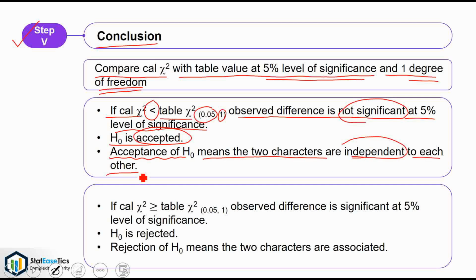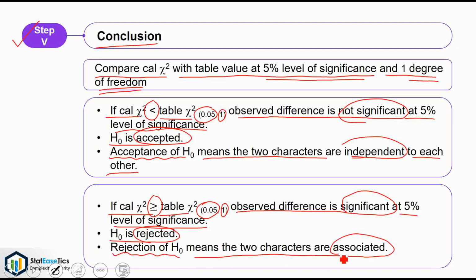Whereas if calculated chi-square is greater than or equal to table chi-square at 5% level of significance and 1 degree of freedom, the observed difference is significant at 5% level of significance, and H0 is rejected. Rejection of H0 means the two characters are associated.